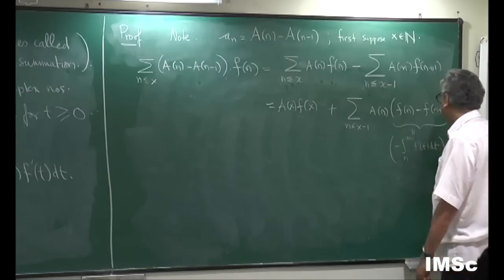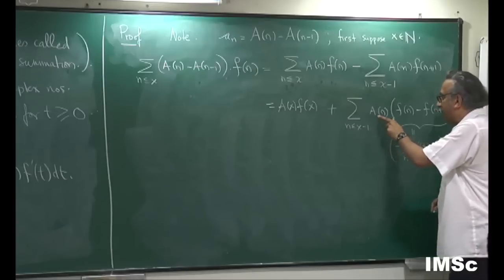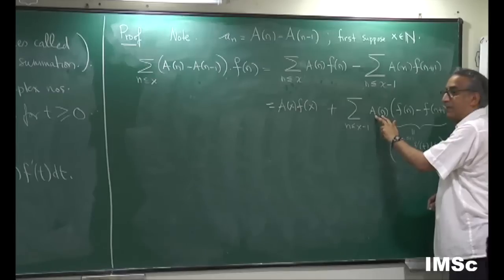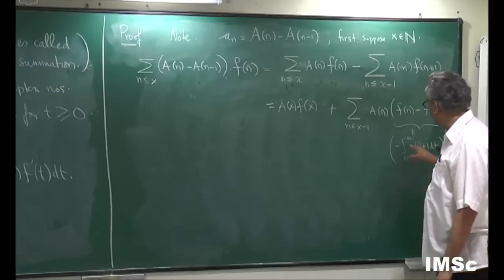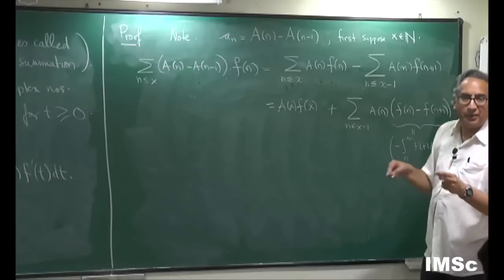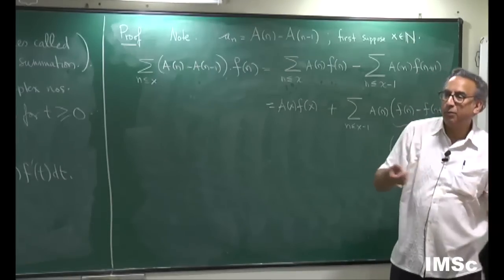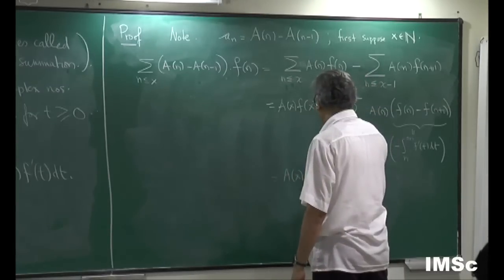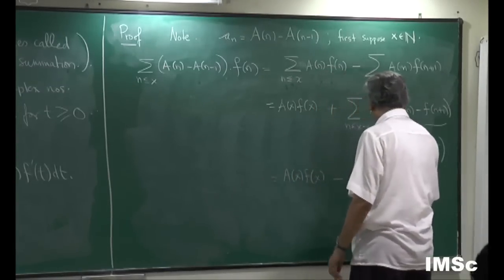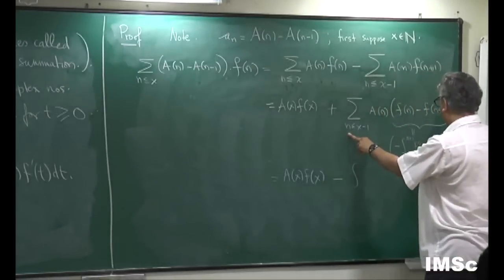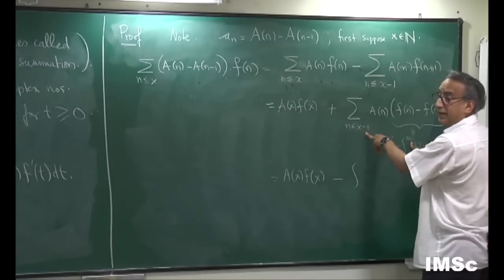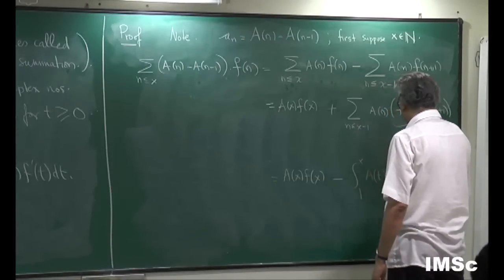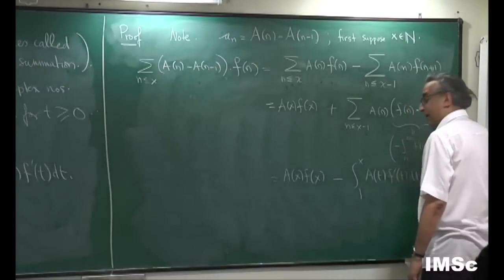That's right. Okay? Now, making the observation that in the interval n to n plus 1, a of n is actually the same as a of t, for t, except at the endpoints. But you know in the Riemann integral, if I fudge the endpoints, it doesn't really matter. So this whole thing then can be rewritten as a of x, f of x, minus the integral. Well, these integrals are going from n to n plus 1, and n is going up to x minus 1. So the whole thing is going from 1 to x, and here I have a of t, f prime of t dt. Everybody okay with this proof?